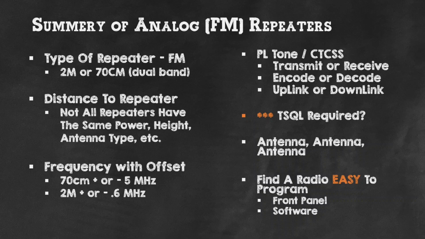And the other thing is find a radio easy to program. The cheaper end radios are more difficult to program. You get what you pay for. You pay more for a radio, the front panel is easier to program, and they have software and cable options to be able to connect to your computer and program it that way. Don't cheap out on the radio. Don't buy the lowest end. You don't have to buy the highest end, but get something that's going to make it easier for you to use, to program, and to have success with.